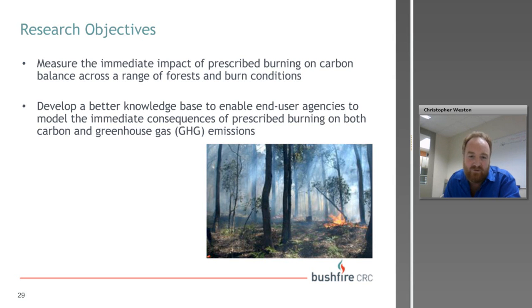Our second aim was then to apply this knowledge to develop a better knowledge base to enable end user agencies to both model the immediate consequences of prescribed burning on carbon and greenhouse gases, but also to consider the development in a policy context of the importance of planned burning overall in minimising the impact of unplanned burning in forest landscapes.